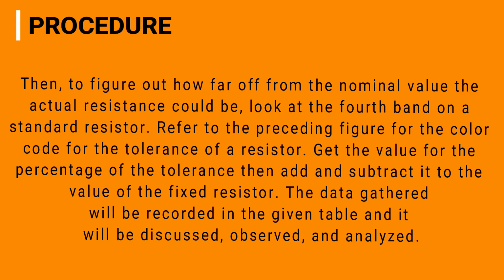Refer to the preceding figure for the color code for the tolerance of a resistor. Get the value for the percentage of the tolerance, then add and subtract it to the value of the fixed resistor. The data gathered will be recorded in the given table and it will be discussed, observed, and analyzed.